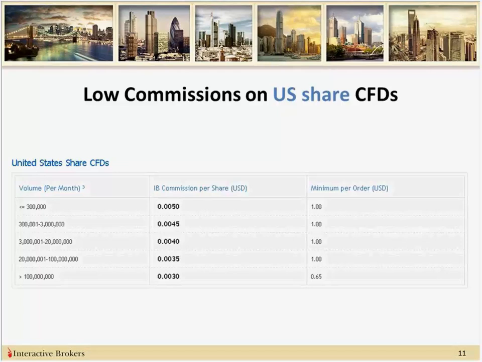CFDs on US shares start at just 0.5 cents or half penny per share, with a minimum of $1 per order. As with European orders, customers benefit from a decreasing charge as they trade higher volumes. Note that commissions are based upon volume, while European commissions are charged by transaction value.